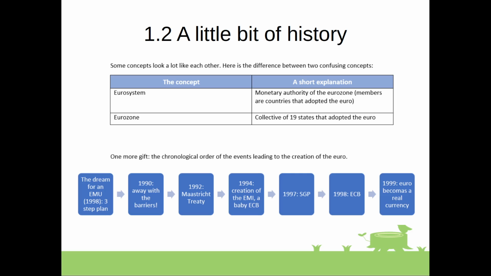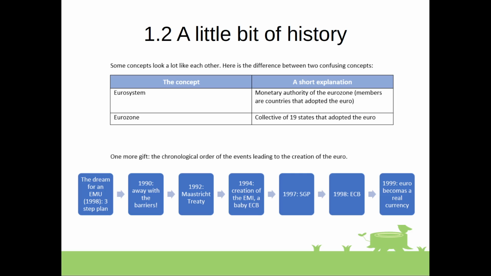I also have a small distinction between Eurosystem and Eurozone. So the Eurozone was the thing colored in blue, the collective of 19 states where you can use the euro as a payment method. And the Eurosystem is the monetary authority of the Eurozone. So this is more about the one that guides the Eurozone. But this distinction is not too important to me because we will mainly focus on the Eurozone as a concept.